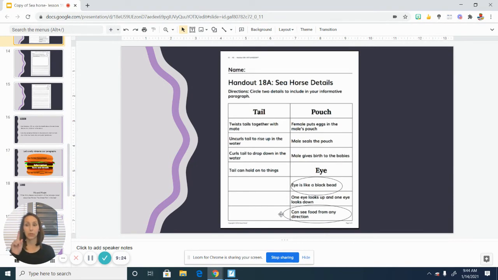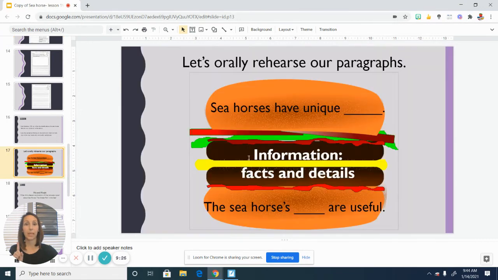Okay, so we have our topic statement, and in my case, seahorses have unique eyes. My two facts and my details for my next two sentences. The seahorse's eyes look like a black bead, period. Next sentence, I could say, a seahorse's eye can see food from any direction, period. That turned it into a complete sentence. Now I'm at my conclusion. The seahorse's, what did I write about? Eyes are useful.